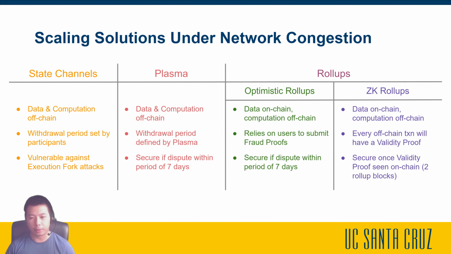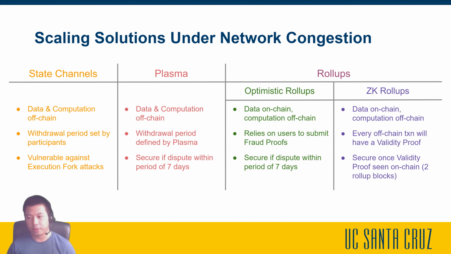Plasma and optimistic rollups chose the approach of setting a long dispute period of 7 days. However, in the past, Ethereum has experienced network congestion that has lasted weeks up to months, so we suspect that these approaches are vulnerable when the network is congested for a long period of time.